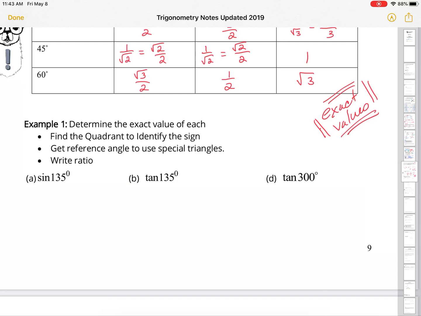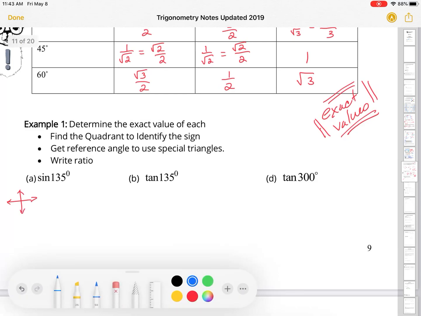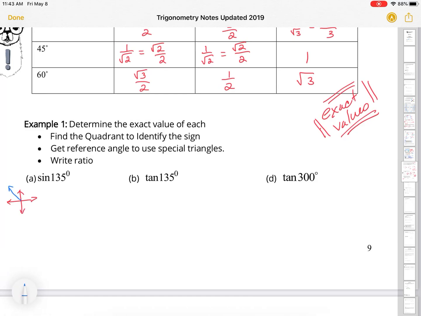Okay, so how do we do this? How do we use this to solve problems? So we're going to determine the exact value of each, find the quadrant to identify the sign, and get the reference angle to use special triangles. So sine of 135.